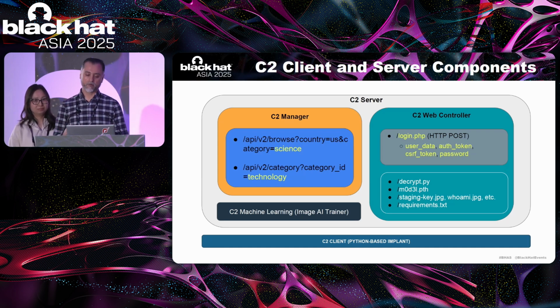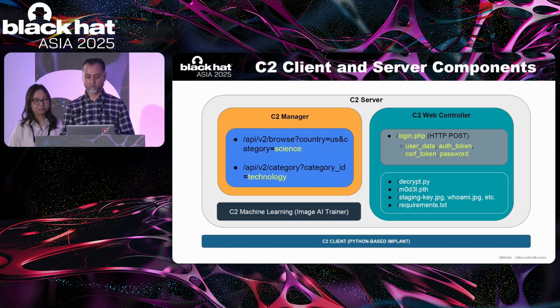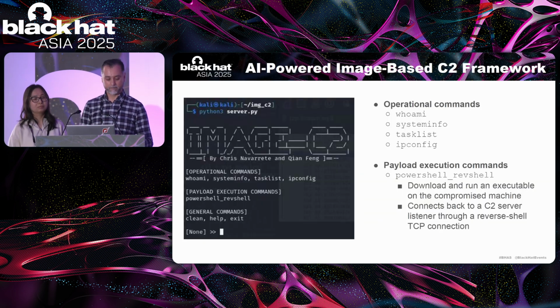Also, the C2 web controller is in charge of hosting the different scripts, in this case, supporting scripts like for decryption purposes. We have also the model hosting, the images as well, and the requirements TXT file. Finally, we have the machine learning model, which is the trainer part. This trainer is in charge of crafting new images. And then also we have a C2 client, which is a Python-based implant.